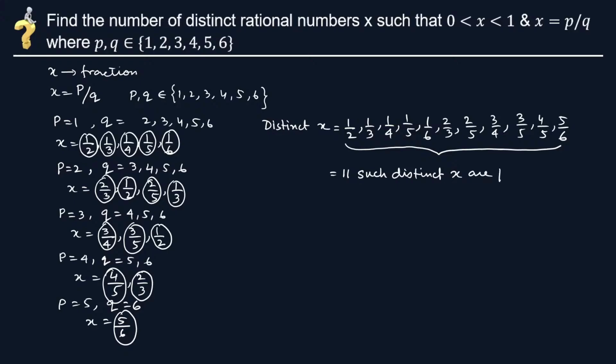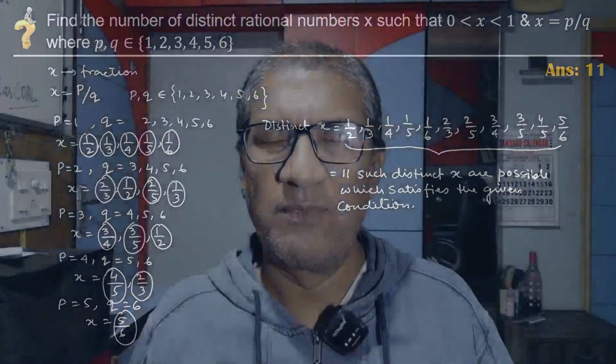x are possible which satisfies the given condition. Is it clear? Hence our answer is 11 in this problem. So have you understood this problem? Pretty simple sum. Here naturally we have to consider the cases to find out how many distinct x are possible.